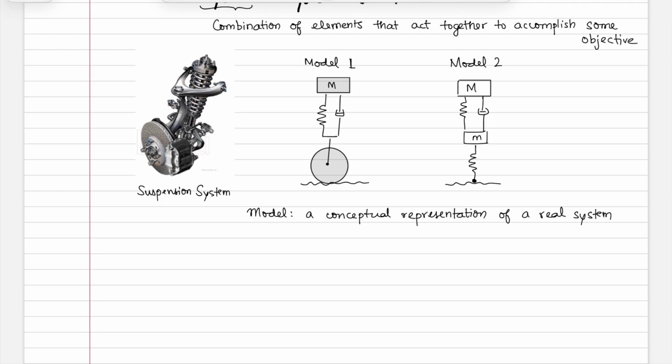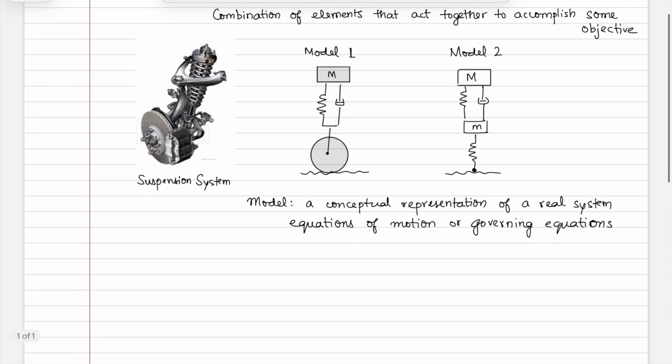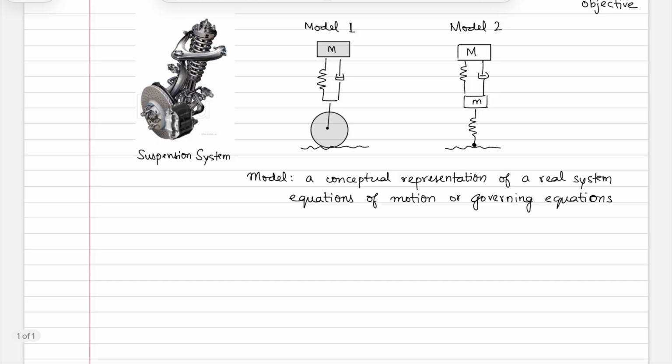But in this class, we're going to be working with it as mathematical equations, in particular called equations of motion or governing equations. So we arrive at these equations after analyzing our system. And from that, we can then extract some meaningful information. Okay, so that's kind of what we're going to be doing.